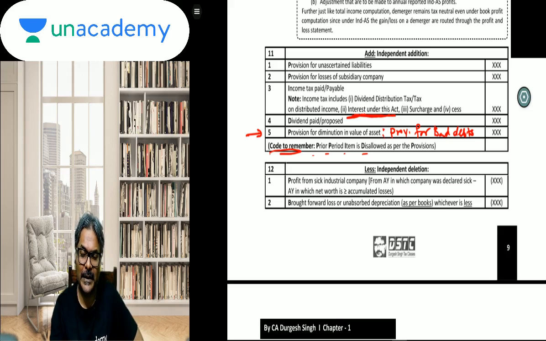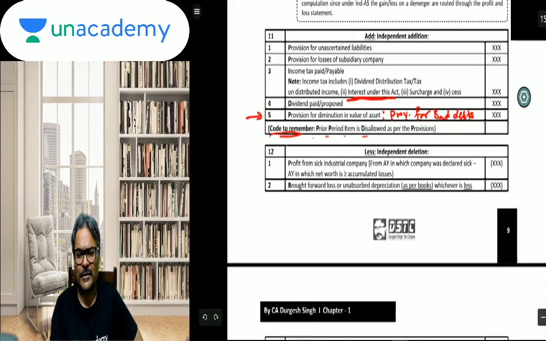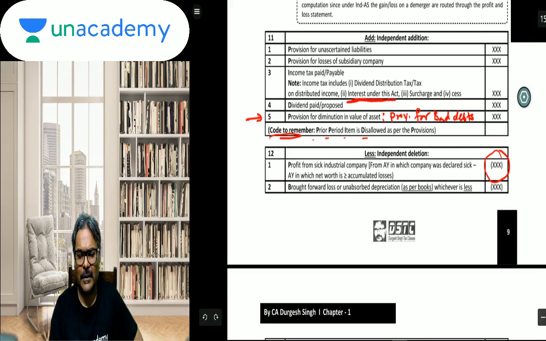So this period, can you see this period, from the AY in which the company was declared sick till the AY in which the net worth is exceeding the accumulated loss. From this period to this period, whatever is the profit from the sick industrial company, that portion of the profit, students, will not form part of the book profit. Did you go this far? So that is the less that you will have to do.